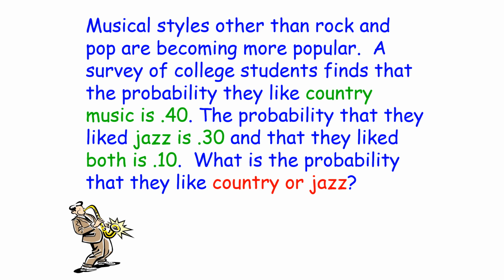Musical styles other than rock and pop are becoming more popular. A survey of college students finds that the probability that they like country music is 0.40, and the probability that they like jazz is 0.30, and that they liked both is 0.10. So what is the probability that they like country or jazz? Here we're going to have the probability of country union with jazz, so country or jazz. We're going to take the probability of country, the probability of jazz, add them together and subtract the probability that they like both, leaving us with 0.6.